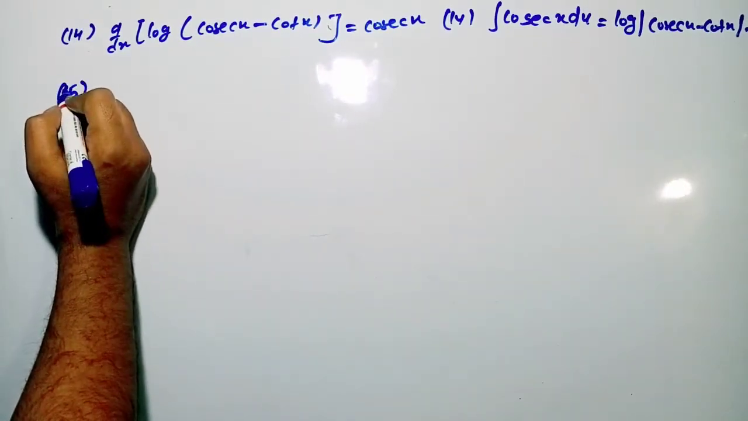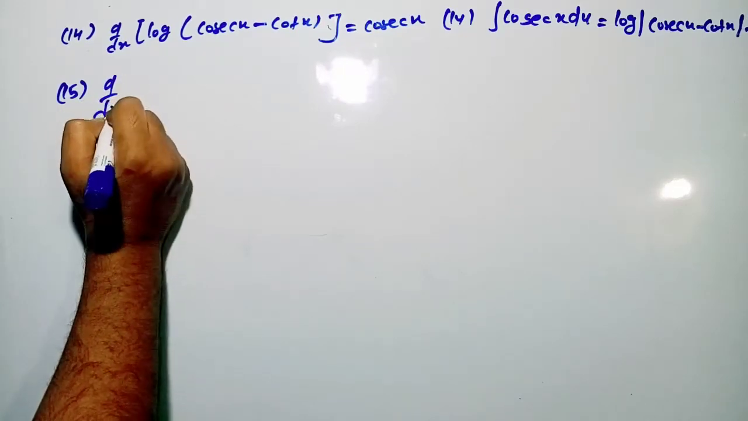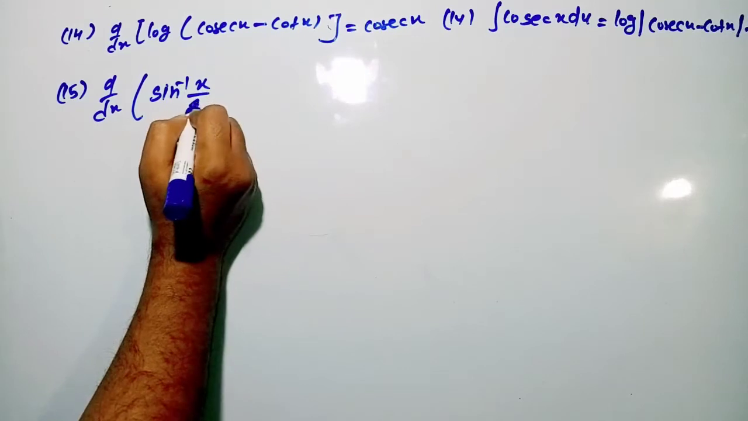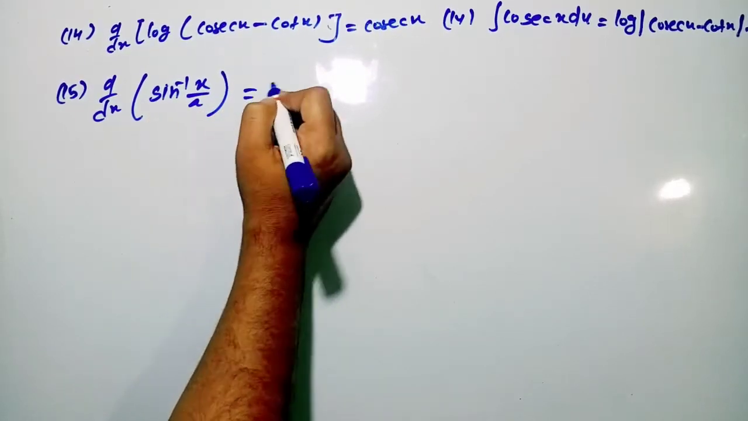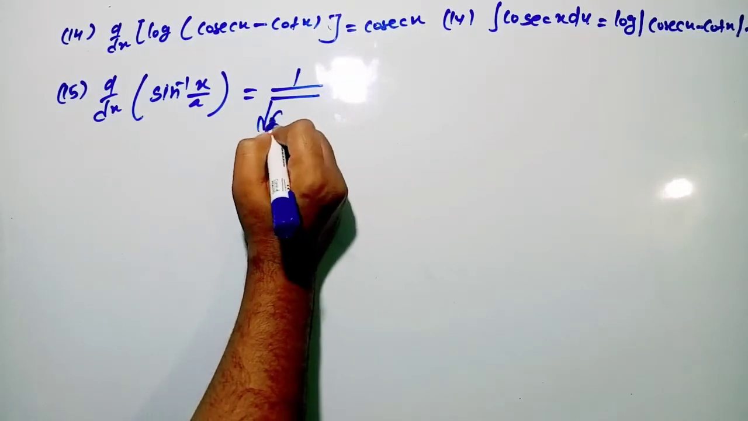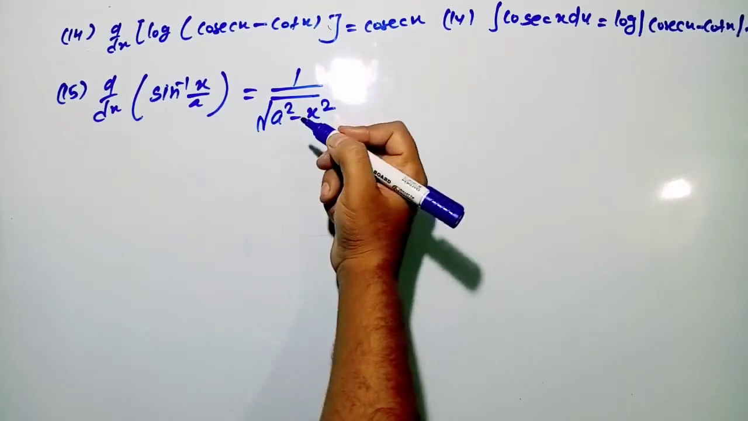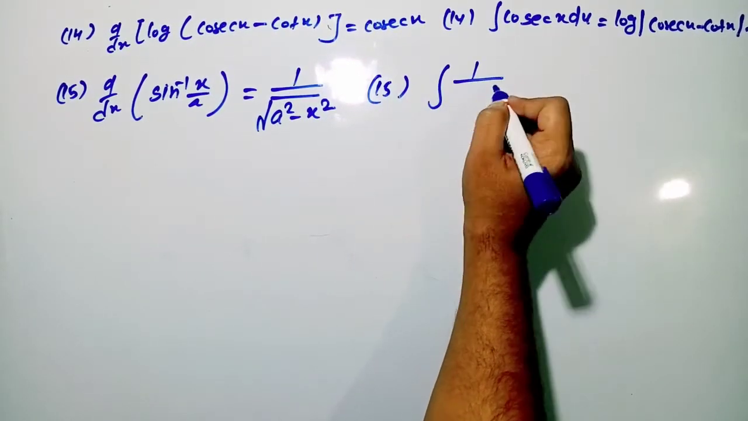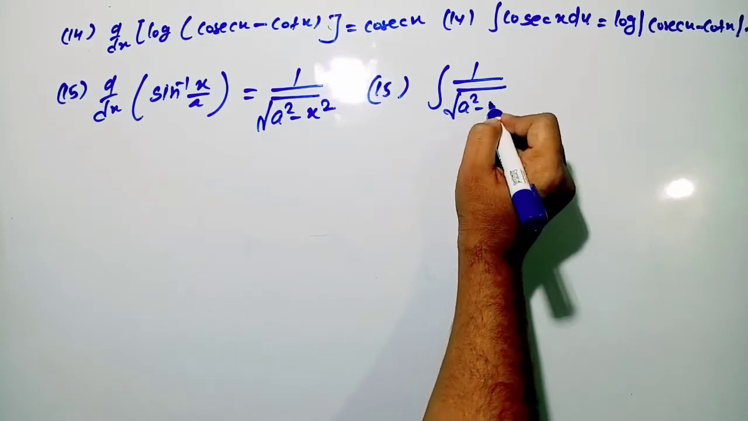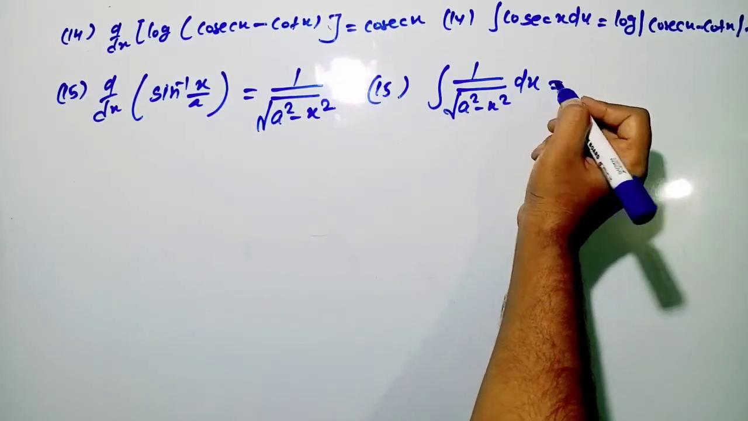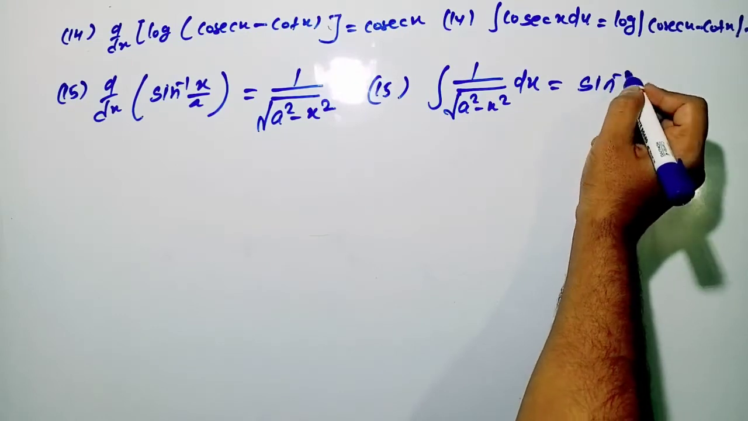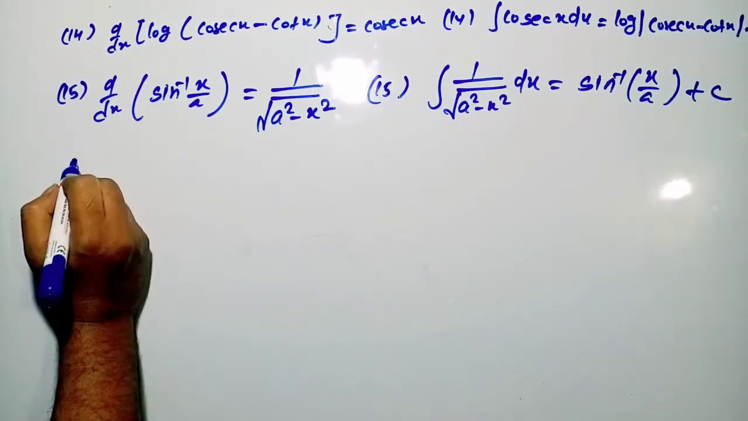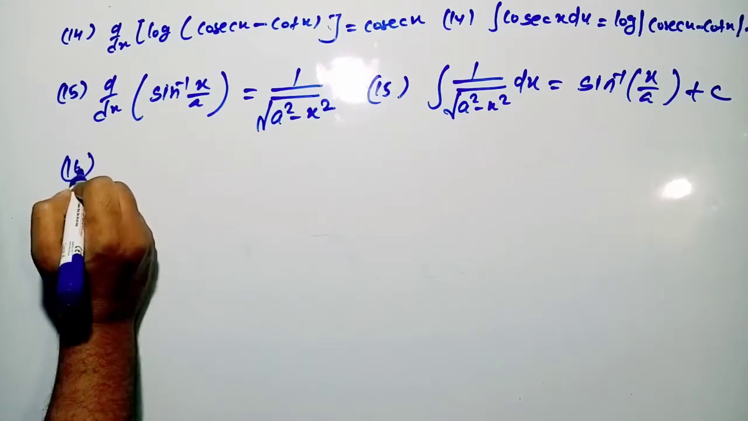Next, differentiation of sin inverse x upon a is equal to 1 upon square root of a square minus x square, and integration of 1 upon square root of a square minus x square dx is equal to sin inverse x upon a plus c.